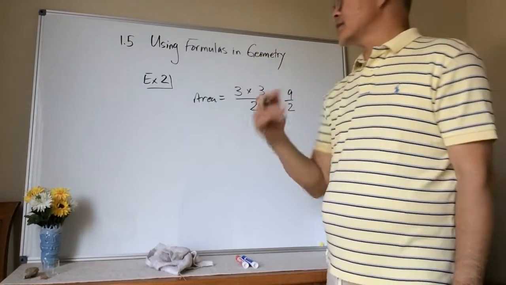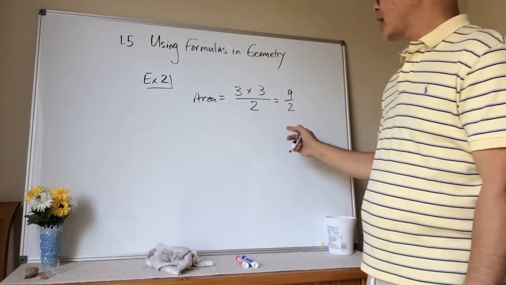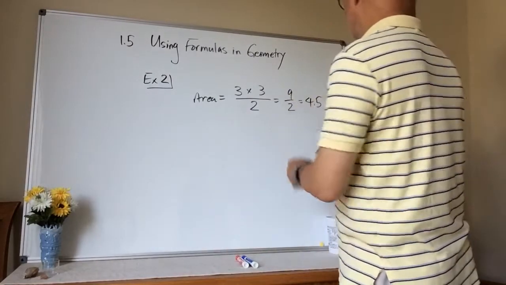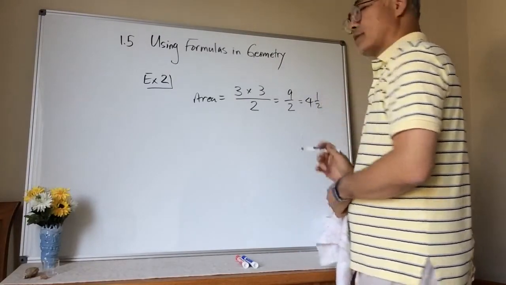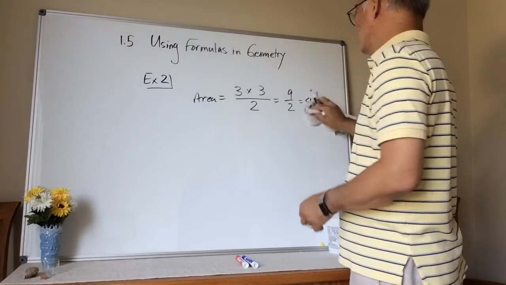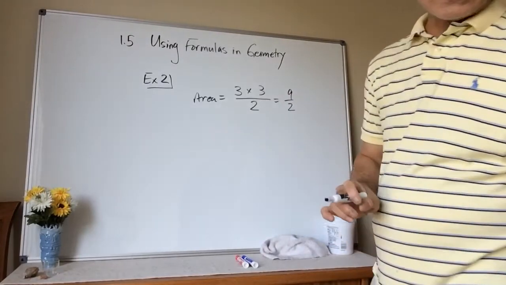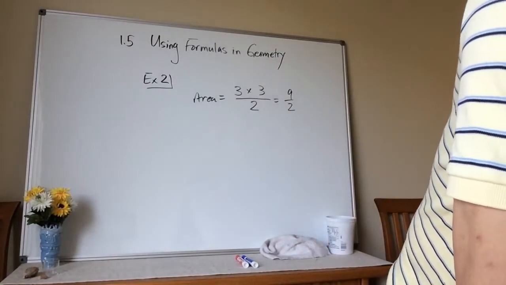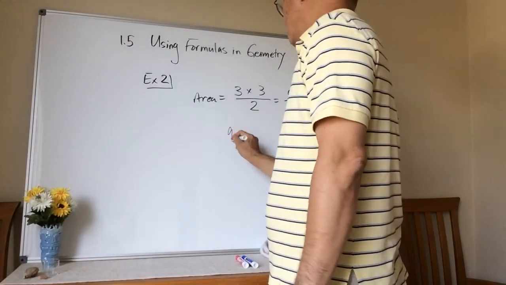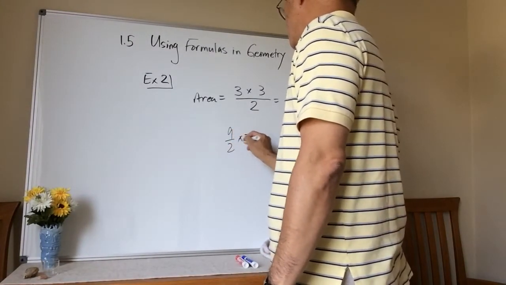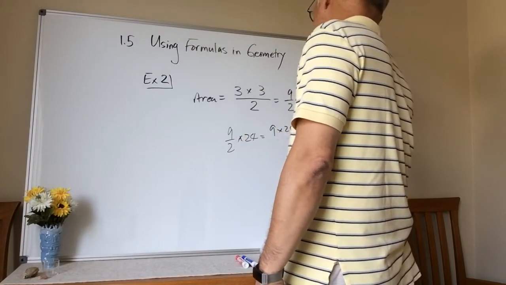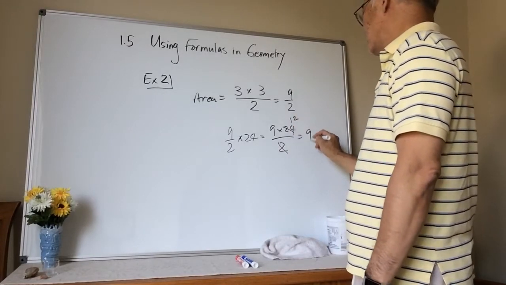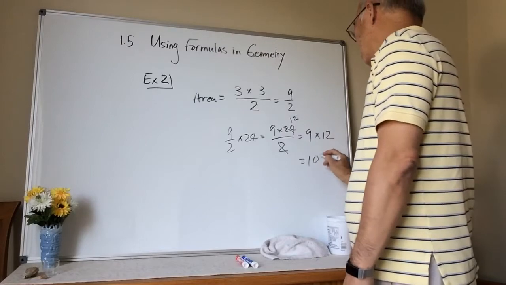In my class, it is perfectly acceptable to leave the answer right here. You do not have to say this is 4.5. You can just leave it as 9 over 2. That's the area of a single triangle. And how many of these triangles do we have? We're going to have 24 of them. So we multiply this by 24, which is the same as 9 times 24 over 2. These cancel out, this is 12. So I end up with 9 times 12, 108.